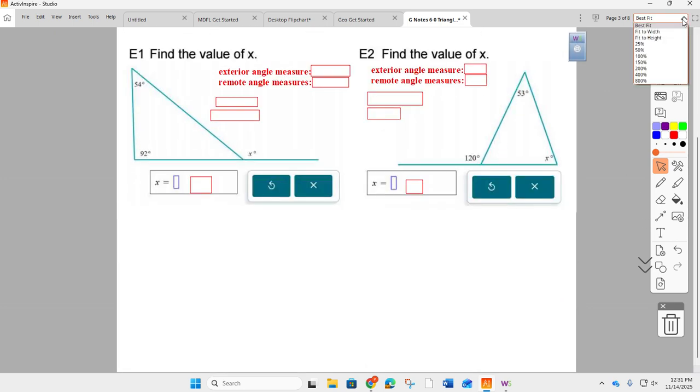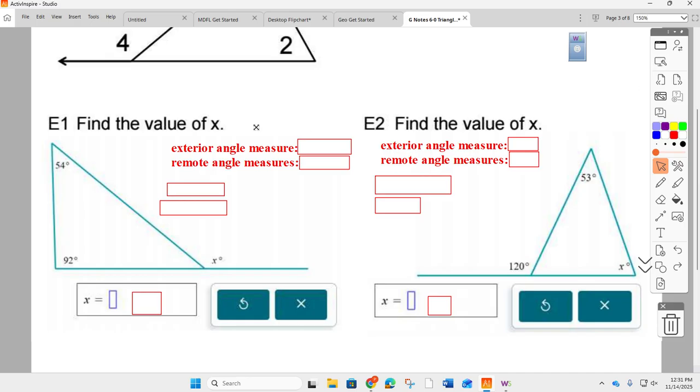I can make it a little bigger. So for finding the value of x, x is the exterior angle, right? So the exterior angle measure in this example is x. These two angles don't touch the exterior angle and they're interior angles. That makes these two angles the remote angle measures relative to this exterior angle, okay? They're not always remote angles to all the exterior angles, but to this exterior angle they are.